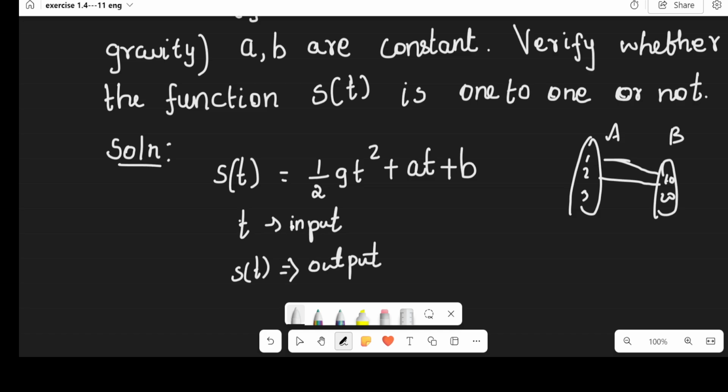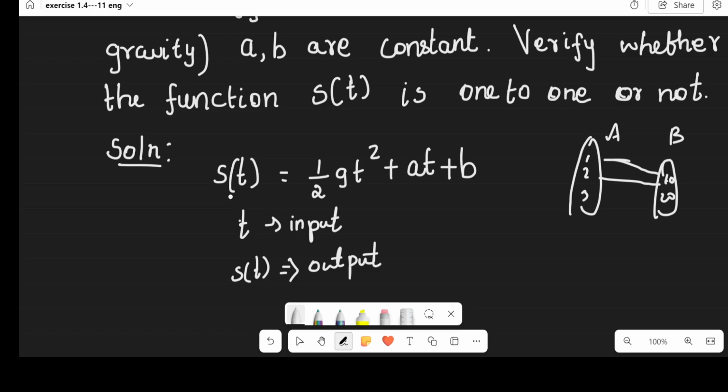Now we are going to apply different values for t, and we will be getting values for s of t. If we get different values, then that function is a one-to-one function. This concept is very simple. If you understand the concept, you will be able to find out the answer easily.